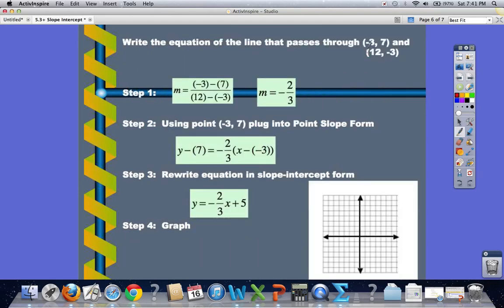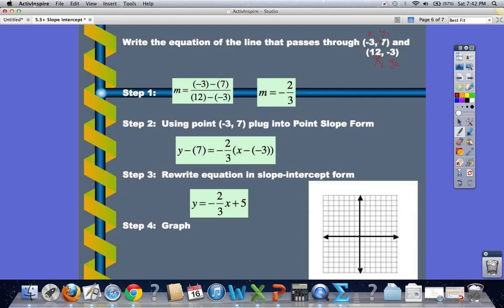We're going to do this point right here, negative 3, 7, and 12, negative 3. Step one was to find the slope. So I plugged it into my slope formula, y2 minus y1 over x2 minus x1. And again, I'm going to go ahead and label my points. This is point 1. This is point 2. Plugging them in, I'm going to get negative 3 minus 7 over 12 minus a negative 3. When you simplify that out, you'll get negative 10 over 15, which simplifies to negative 2/3. So that's my m.